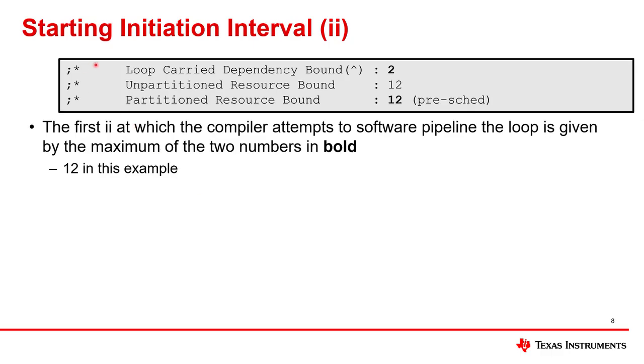What is the significance of these lines taken together? Well, the first initiation interval, II, the first II at which the compiler attempts to software pipeline the loop, is given by the maximum of these 2 numbers in bold. In this particular example, it's going to be 12.